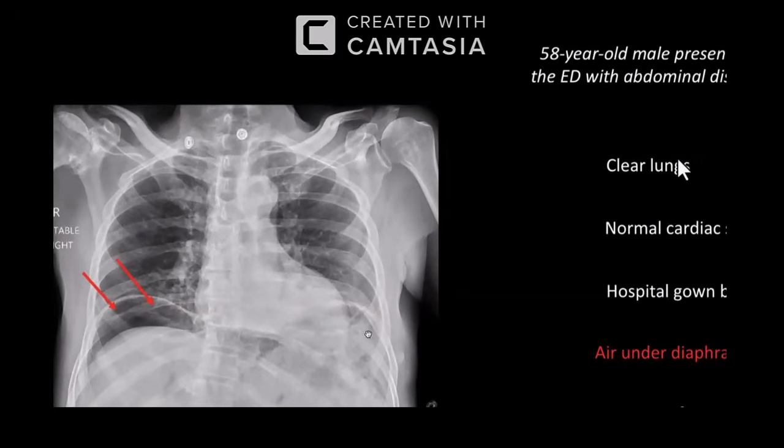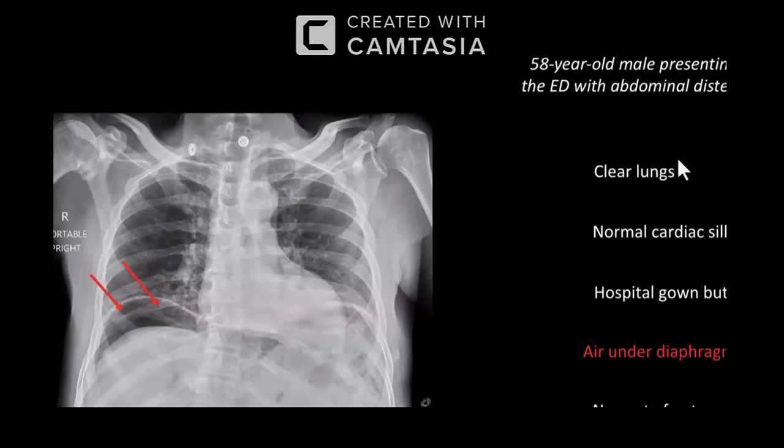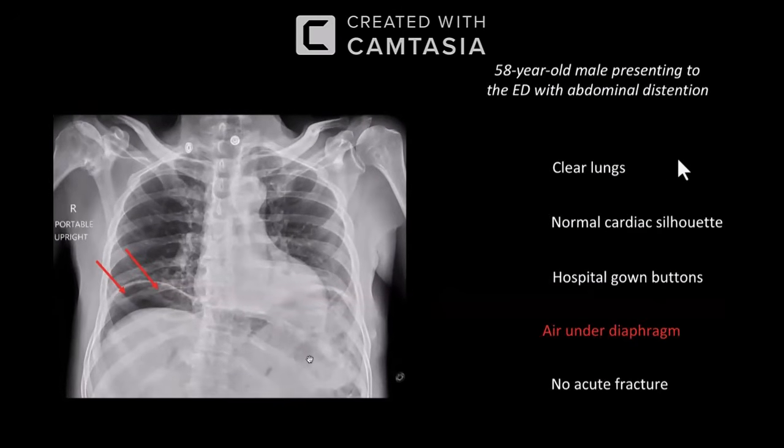The left costophrenic angle, compared to the right side, is not clearly visible though. Apart from that, the bones look normal. The trachea is central. The carina and bronchi appear normal. And yes, the next step in this case is to refer the patient to the surgical team, and an urgent CT abdomen has to be done to look for the cause of pneumoperitoneum.